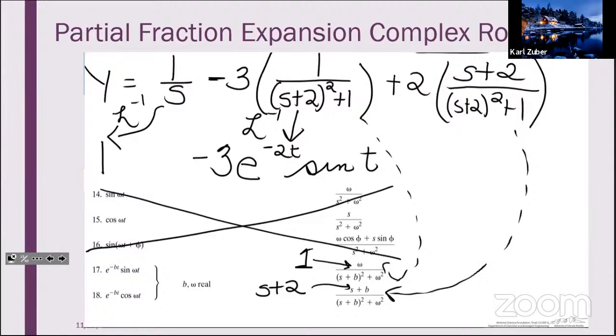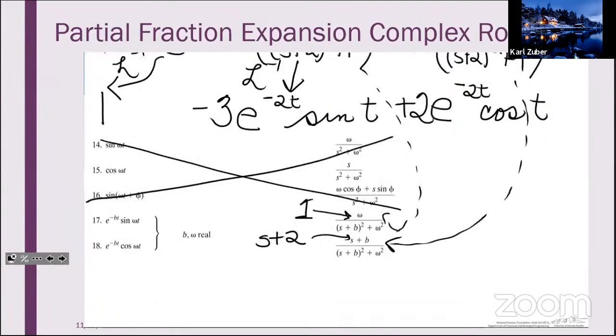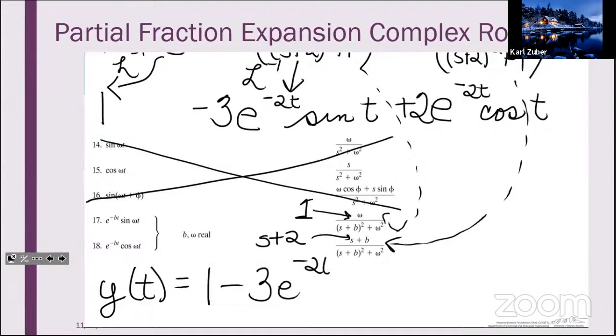So for our third term, it will correspond to the cosine term, which will be e to the negative bt, which is still 2, multiplied by cosine of omega t, which in this case is still 1. We then add the coefficient to our system, and when we put these all together, we get our final answer, which is that y in the time domain equals 1 minus 3e to the negative 2t sine t plus 2e to the negative 2t cos t.